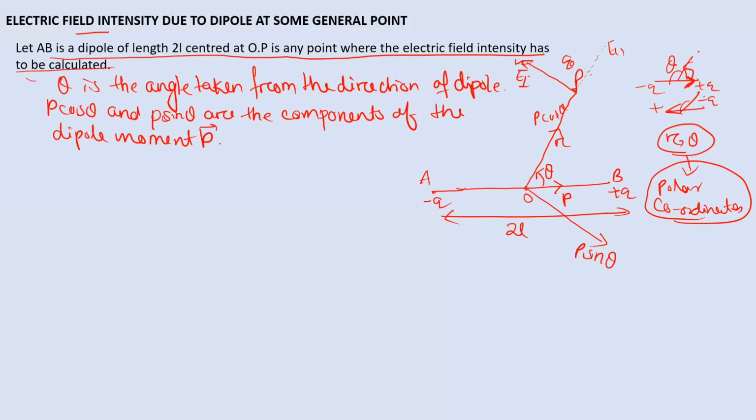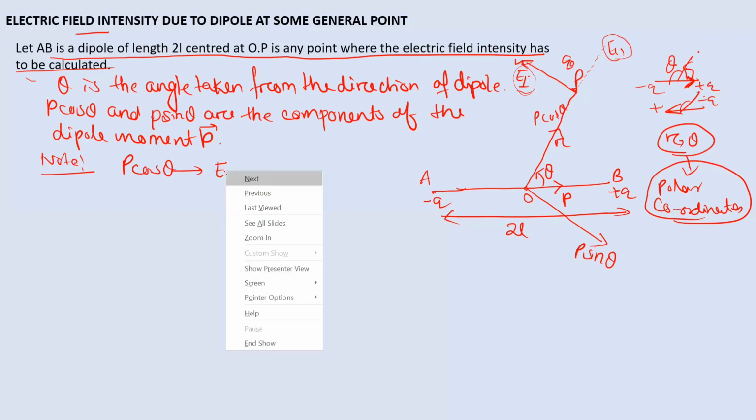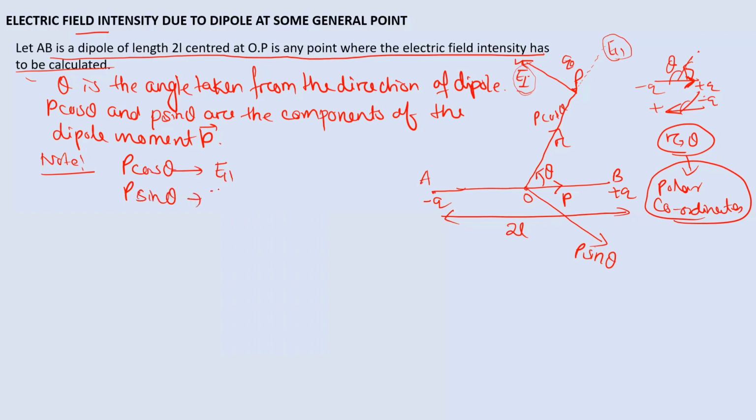Because if you see, you can get electric field parallel to it and you can get an electric field perpendicular to it. Axial line electric field is also called as E parallel, and equatorial line electric field is also called as E perpendicular. Okay. So you will have to note that P cos theta is your E parallel, right? This is your E parallel, and P sin theta will have the perpendicular electric field. Clear?